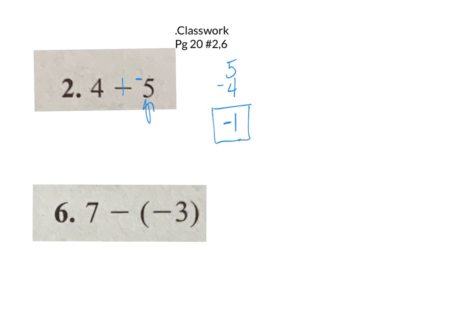All right? Look at the next one, 6. Subtraction is adding the opposite, right? So I'm going to add the opposite here, okay? So now I have 7 plus 3. Same sign. I'm just going to add. 7 plus 3 is what? 10. They're both positive, so my answer is positive. Questions on that? We good?